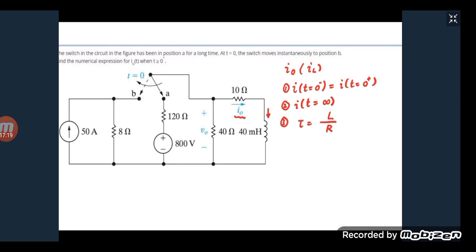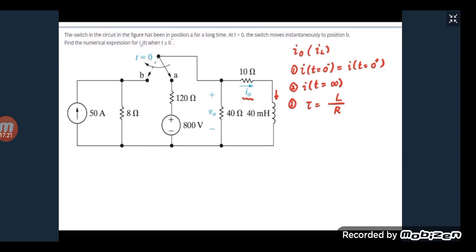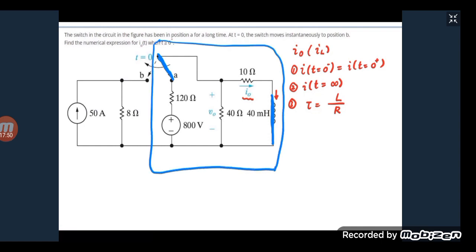Okay, in the beginning we say that when the switch is in A, and again it's a long time, so the inductor is like a short circuit, right? Any questions? So here we would like to analyze the part of the circuit. So the part of the circuit becomes what?